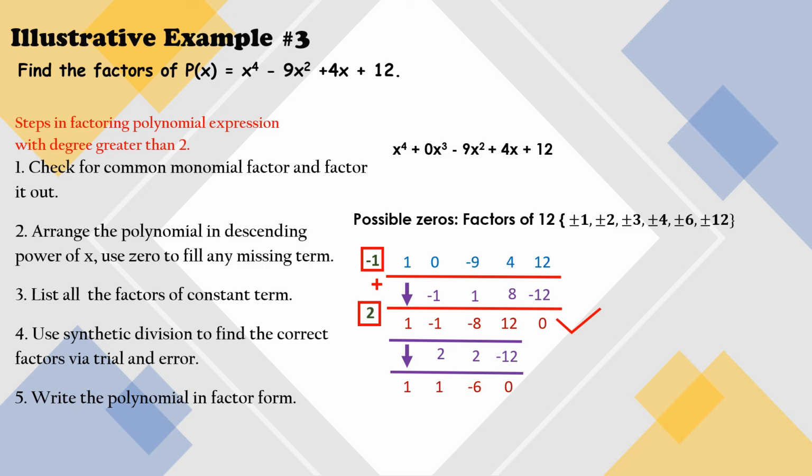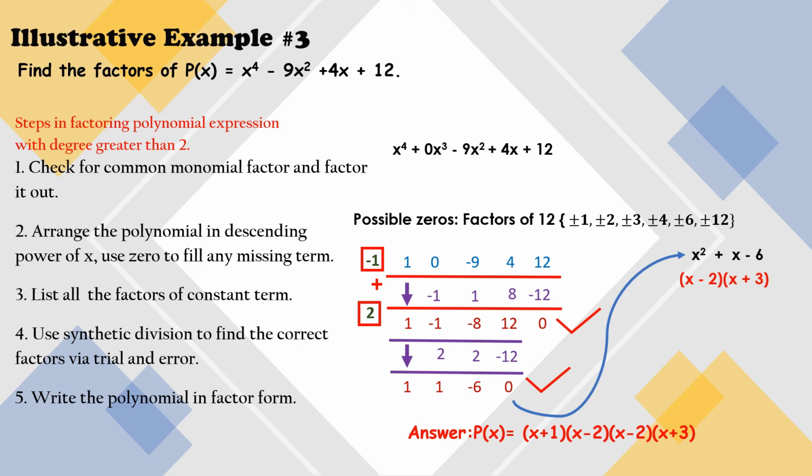So since we only have here 1, 1, negative 6, we can now express this as the quadratic expression x squared plus x minus 6. Look for the factors. We will have x minus 2 times x plus 3. So all we have to do now is to write the polynomial in factor form. So we were able to get x plus 1 from the negative 1 that we used in the synthetic division, x minus 2 from the 2 that we used in the synthetic division. You just simply rewrite it back to x minus c form. Then we have x minus 2 times x plus 3 from the factors of x squared plus x minus 6, which is our quadratic expression.